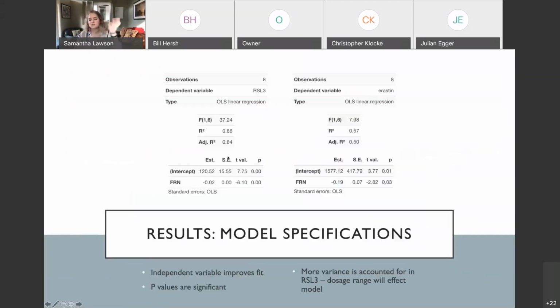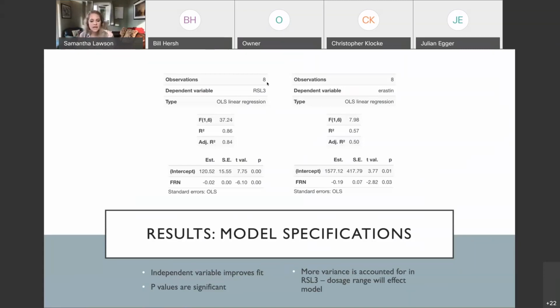So, specifications for this linear regression, we're able to account for more variance in our RSL3 model than in our Avastin model. I'd like to point out why this is. We have to take into account the dosing range for each inducing agent, because if that range is greater, we're going to see more variability within our data. RSL3 dosing range is between 5 nanomolar and 100 nanomolar to see those cells be induced into cell death. Avastin is around 50 nanomolar to 5,000 nanomolar.